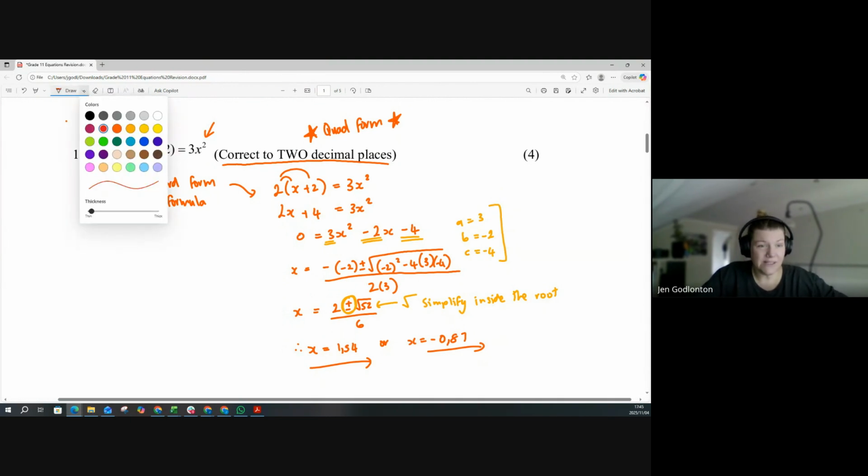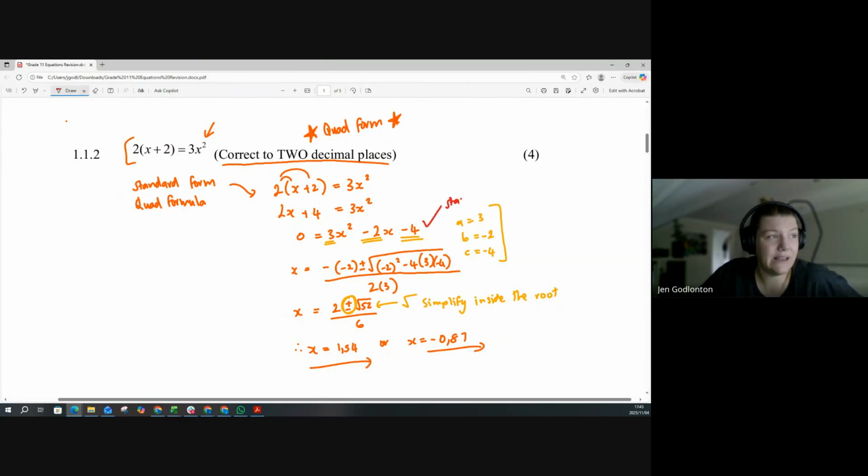So this one is out of 4 marks. You would get 1 mark for putting it in standard form. You would get 1 mark for showing the substitution inside the quadratic formula. And then you would get 1 mark for each of those answers.